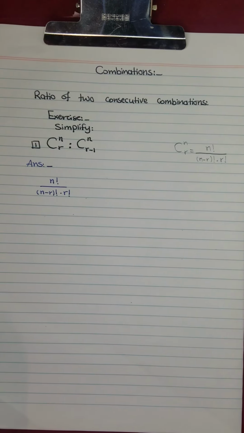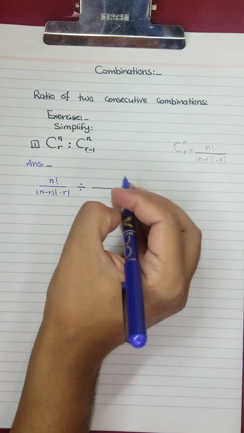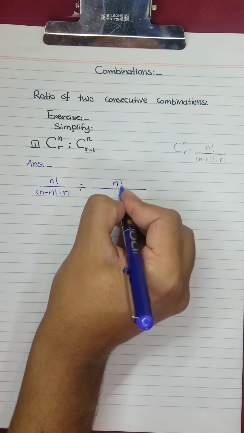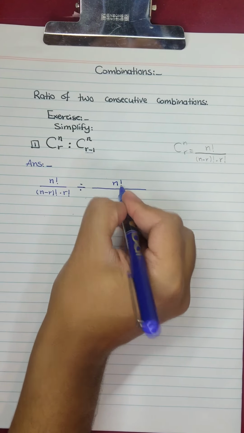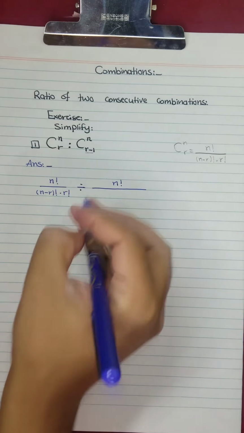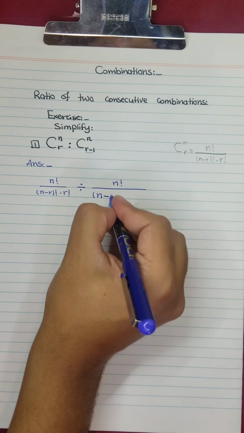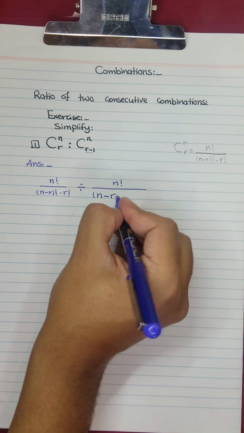Well, it's easy. Look at this. In the numerator, if you have n, you write n factorial. What do we have here? We have n, so we will write n factorial. In the denominator, we start by n minus r, which is this minus this. So you subtract n minus this one. So here we don't have r, we have r minus 1. So we'll just subtract them. So it will be n minus r plus 1.